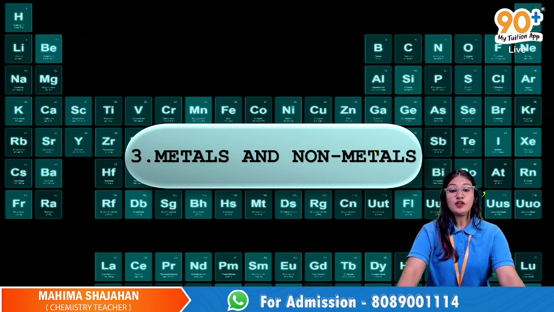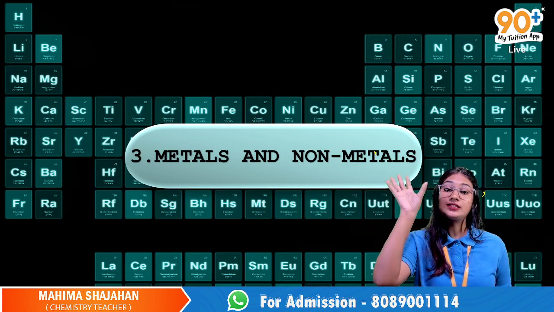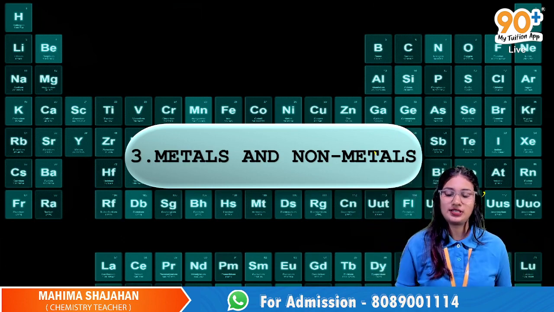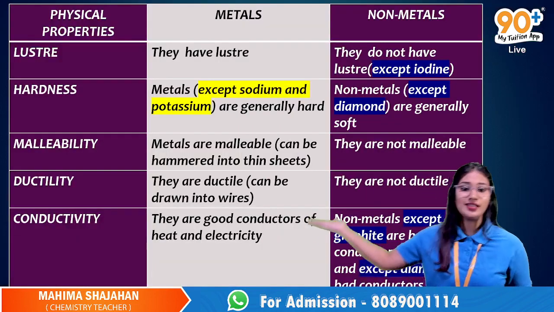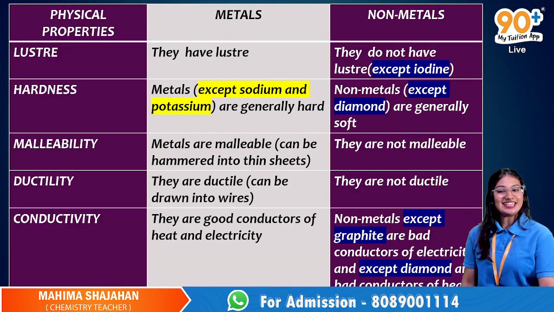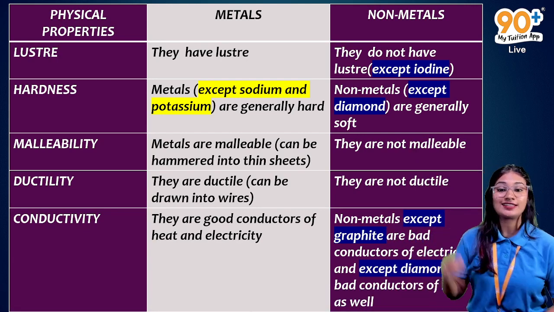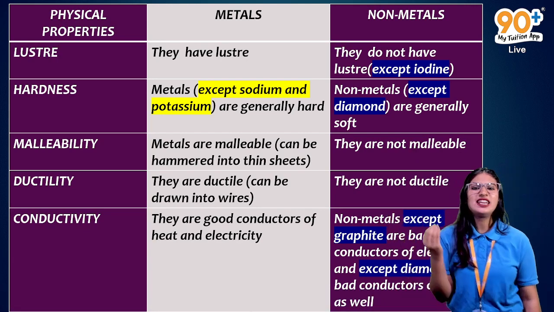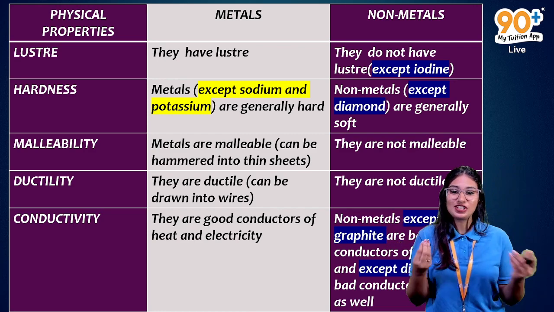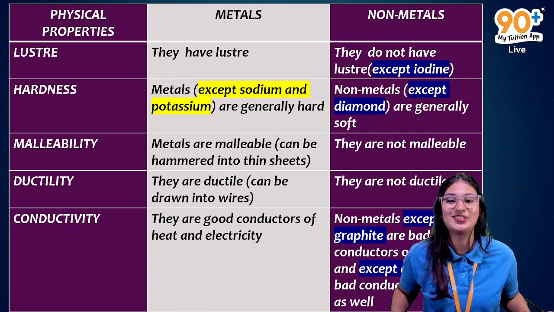We'll do one thing. First, we'll take their physical properties, which help differentiate them. So I have brought a big table for you. The first physical property that we are going to check is luster. What do you mean by luster? Luster means shine. The property to shine, just like my students.